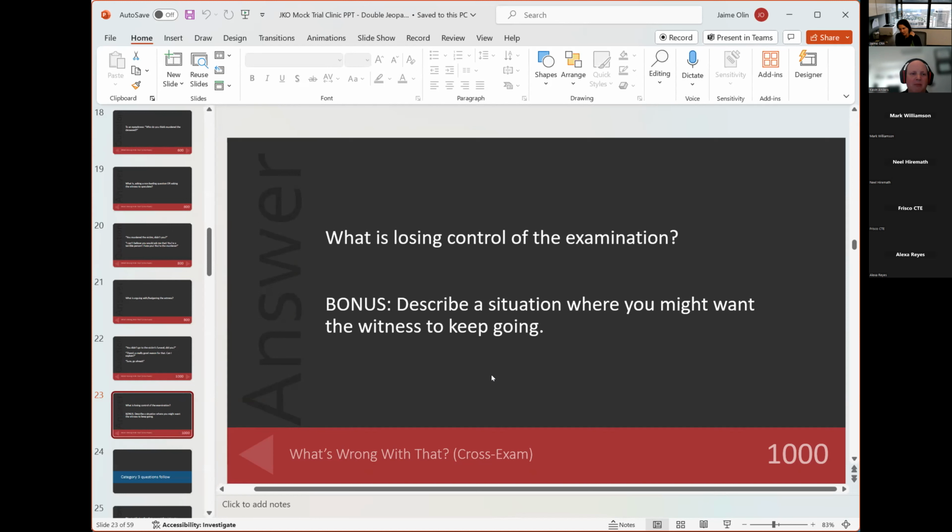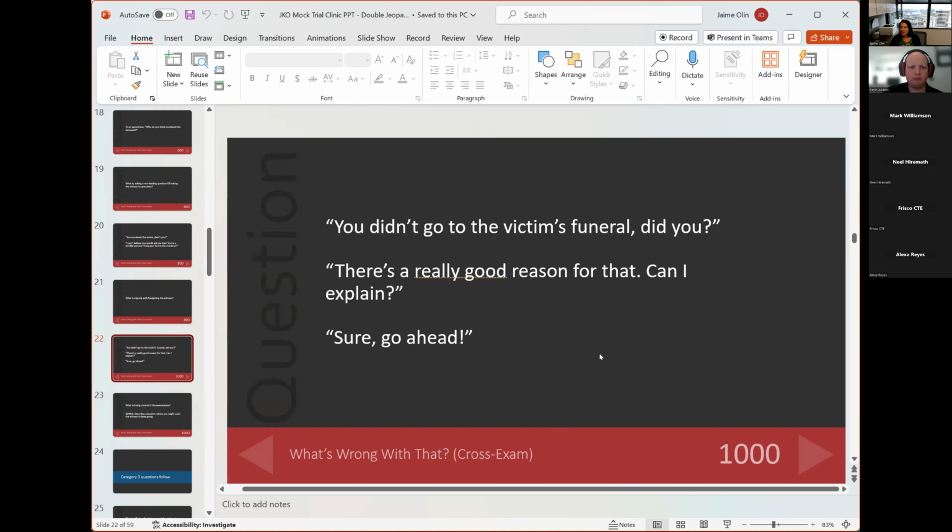Yeah, especially in mock trial, the results are almost never going to be positive. Yep. So in that situation, let's go back to that slide. If the witness said, there's a really good reason for that, can I explain? If you're the cross-examining attorney, what would you say instead of letting them go ahead? And this is open to anybody. First one to pop up, start talking.